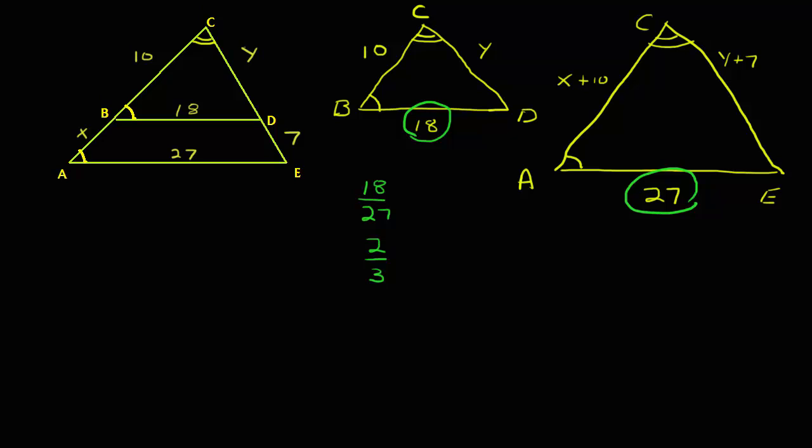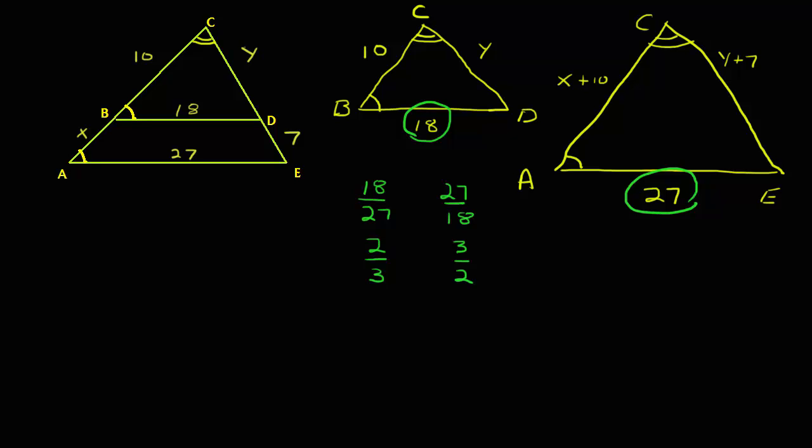I could also use the reciprocal of 27 over 18 if I wanted to think about the large triangle to the small triangle. I could also write that in lowest terms as 3 over 2. Any one of those four scale factors will be acceptable. Now we're ready to solve for our missing values of x and y. I'm first going to solve for x.